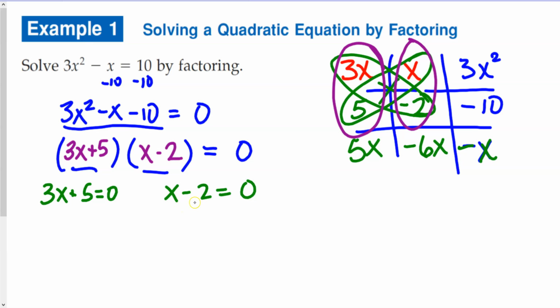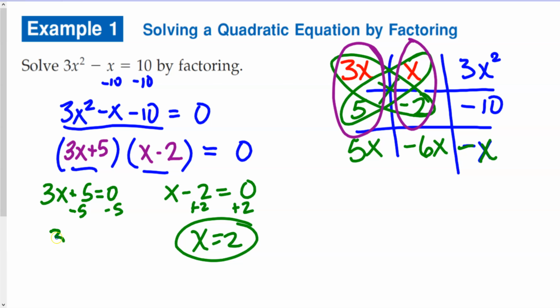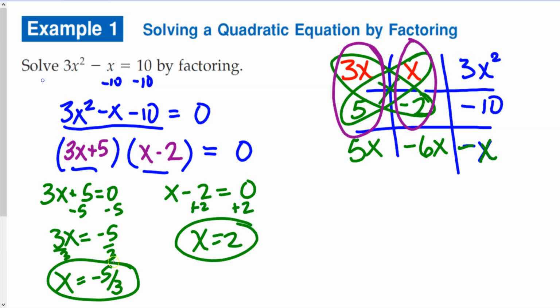While the one on the right is the easiest, I'm going to add 2 to both sides. One of my solutions is 2. The other equation, I subtract 5 from both sides, I get 3x equals negative 5. Then I divide by 3 and get x equals negative 5/3. And those are the two solutions to my equation solved by using factoring.